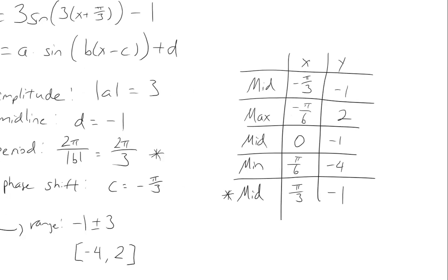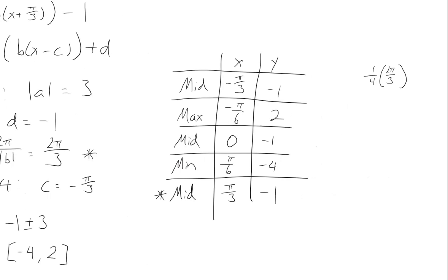Or alternatively, remember, we can ask, what's a quarter period? A fourth of 2 pi over 3 would be pi over 6. We're adding 30 degrees. So from here, this is minus 60 degrees, we add 30 degrees, that's minus 30 degrees. We add 30 degrees, that's 0. We add 30 degrees, that's 30 degrees. We add 30 degrees, that's 60 degrees right there, just in radians. We have our 5 points.